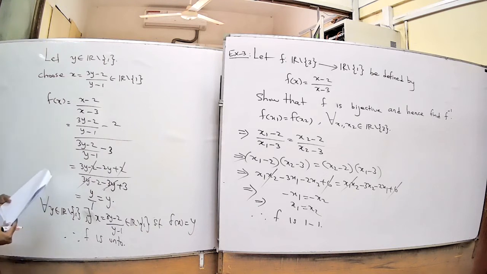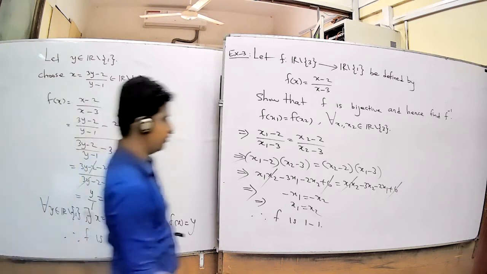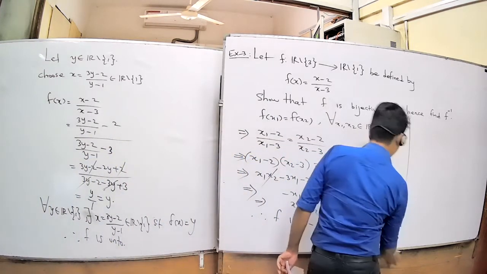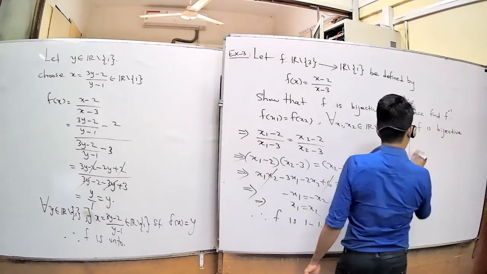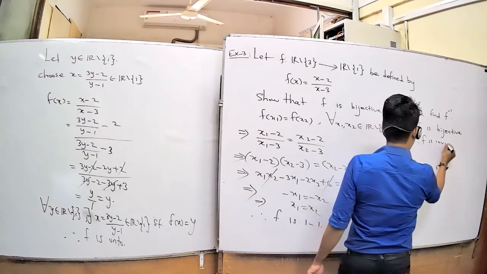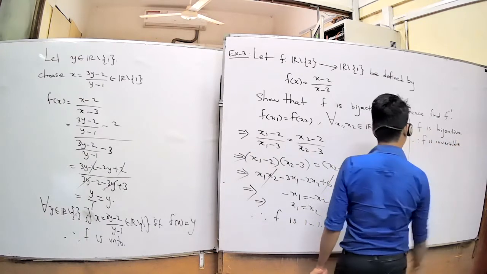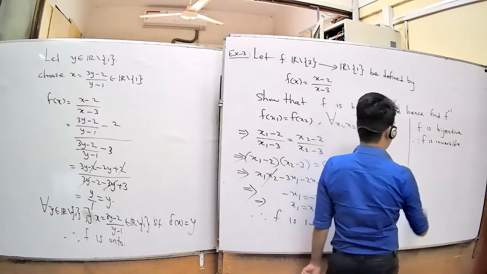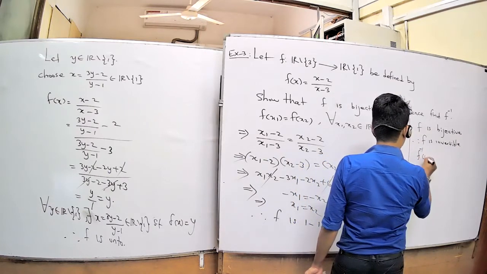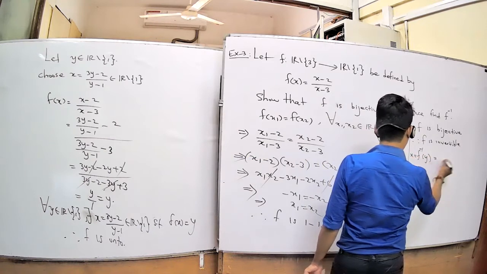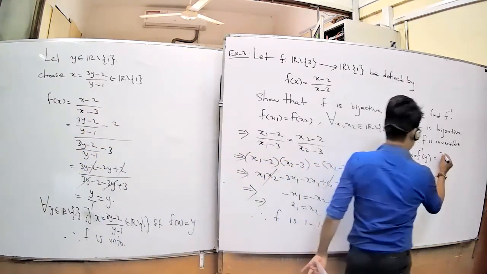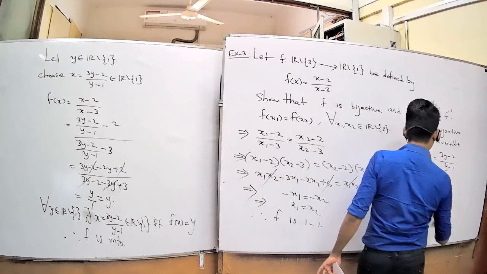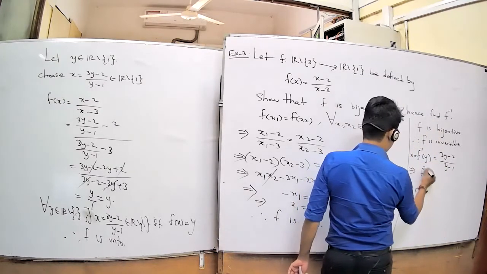F is 1 to 1 and onto. Now you want to find the f inverse. Therefore f is bijective. Therefore f is invertible, because if it's bijective then it's invertible; we have some theorem proofs. Now you want to find f inverse y, it is your x. What is the x value? x equals (3y minus 2) over (y minus 1). It is your f inverse y.